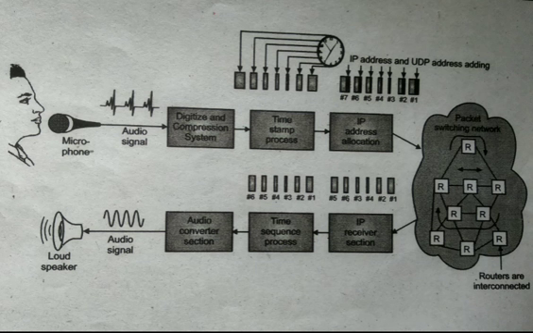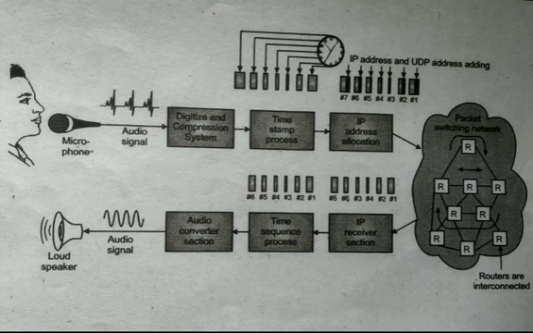After that, digitizing and compression are done on that audio signal. After that, the timestamp process is done for the purpose of converting that audio signal into IP packets. After that, IP address allocation is done, where routers are interconnected and IP packets are sent.